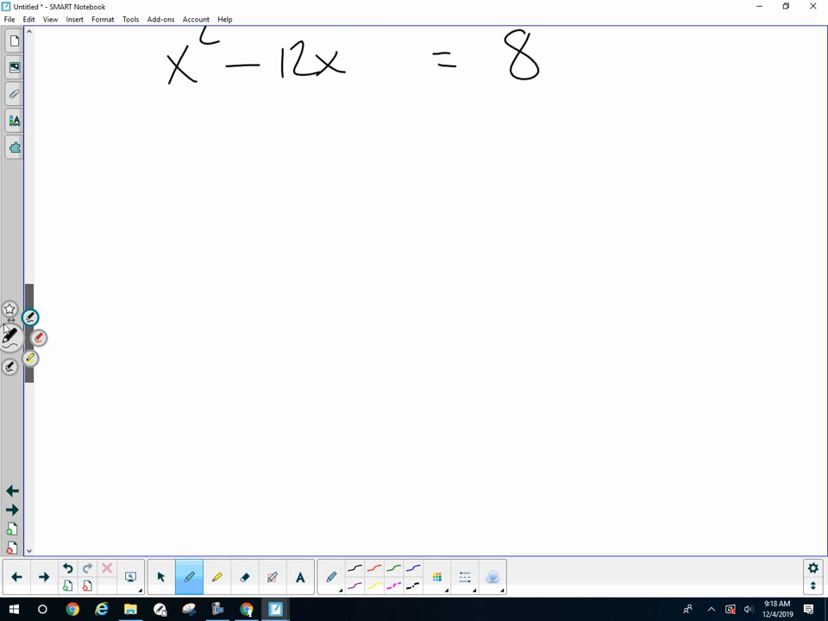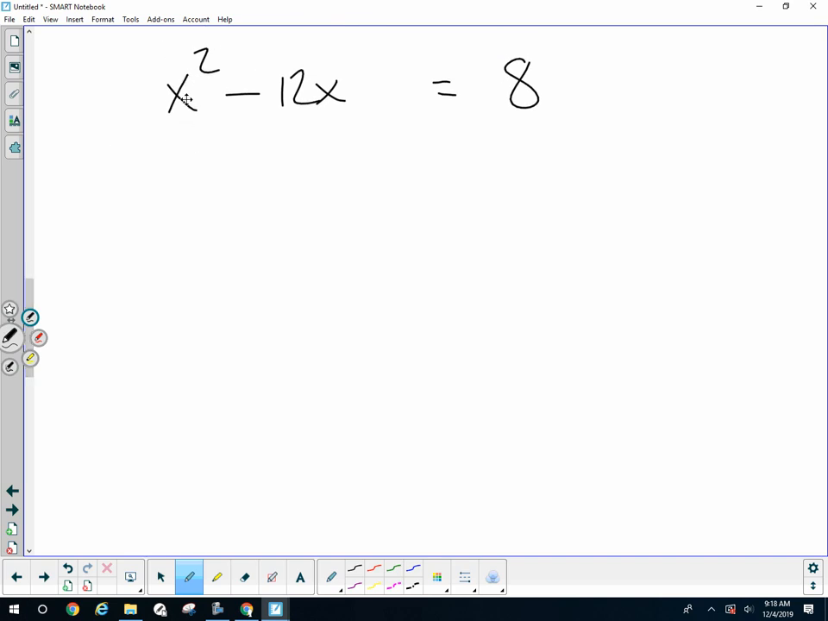Third and last example. Let's say I just have my x squareds and my x's already isolated and my numbers already on that right side. That's great. We don't have to move anything. Okay? Make sure we've written this down. And notice, you don't have to move 8. Don't move the 8. You just got x squareds and x's.